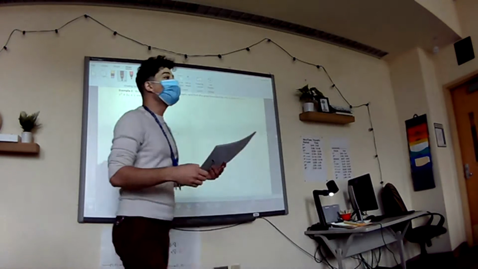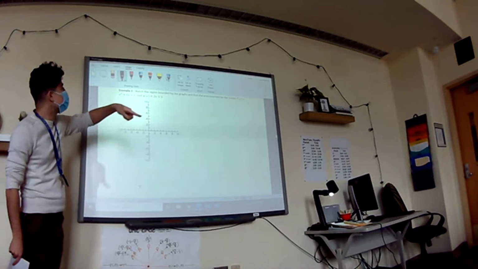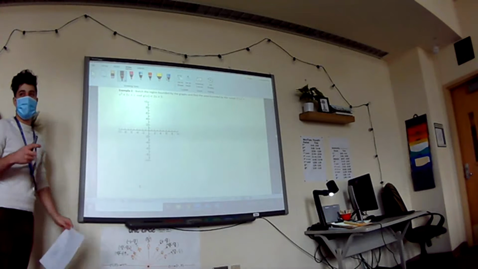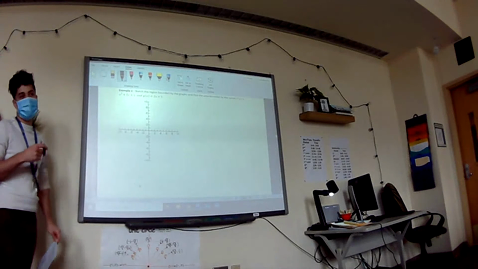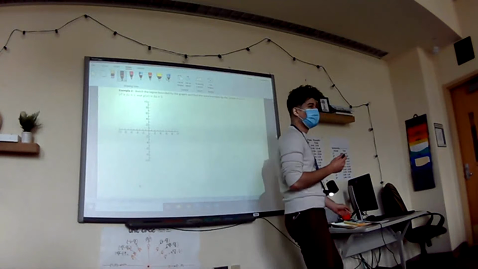All right, so this one, you have to make your own graph. Sketch the region bounded by the graphs of these, and then find the area between them. For this section, I think what people will struggle with is graphing and remembering parent functions, not so much the calculus.